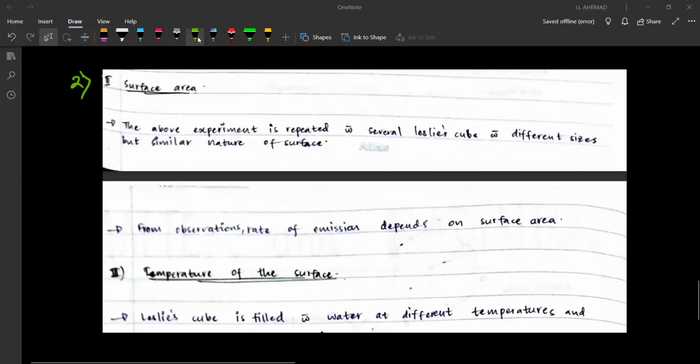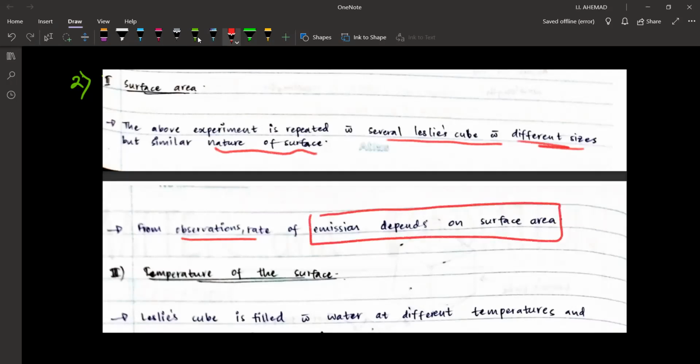So here, let's look at how it depends on the surface area, how we can conduct the experiment to find out. We can repeat the above experiment with several Leslie's cubes with different sizes but a similar nature of surface. So we will always keep the same surface but use different Leslie's cubes. Using that, from the observation, we can prove that the emission depends on the surface area.